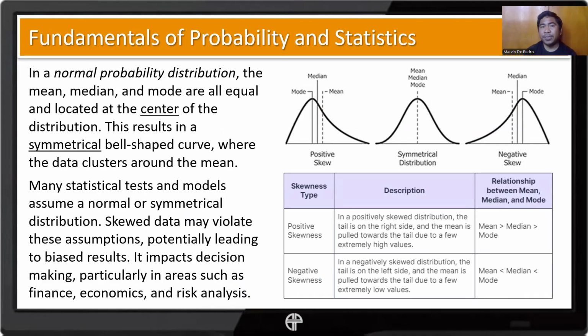In normal probability distributions, like what I mentioned, the mean, median, and mode are all equal. So if they are all equal or very close to each other, then we can expect somewhat like a bell-shaped curve. But if not, they will be skewed either to the left or to the right. Okay, main statistical tests and models assume a normal or symmetrical distribution. So the rest of our course actually assumes normal distribution. And we're not going to discuss much on the rest.